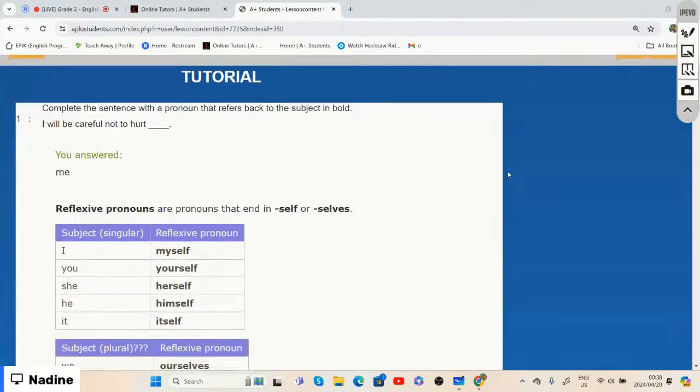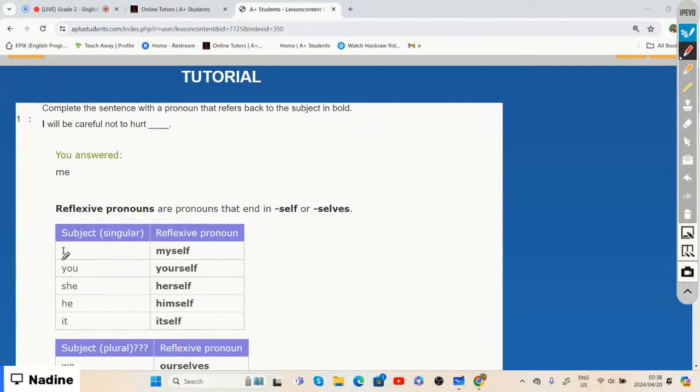All right. If we look at the sentence, I will be careful not to hurt. This word is the subject. I will be careful not to hurt. We need to choose the correct pronoun. Look at these words here. What does the I refer to when we look at the reflexive pronoun?